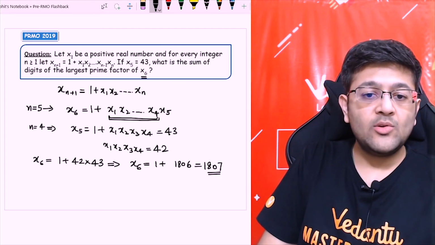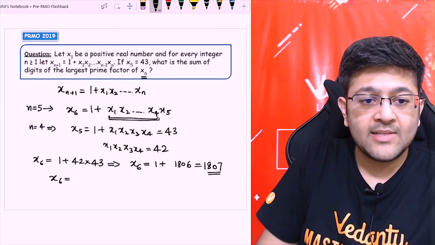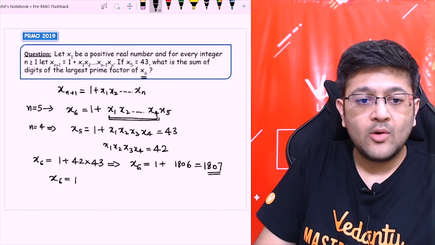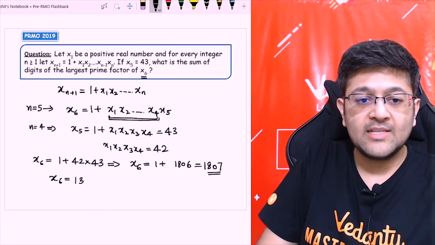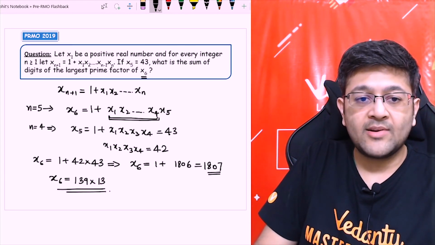So after this, you can factorize this. Okay, let's see what will be its prime factorization. I think it's getting divided by 13. Let's check. I'm getting 1, first of all 13. So 50 will give you 3, 117 will be 9. So 139 into 13, that is the prime factorization.